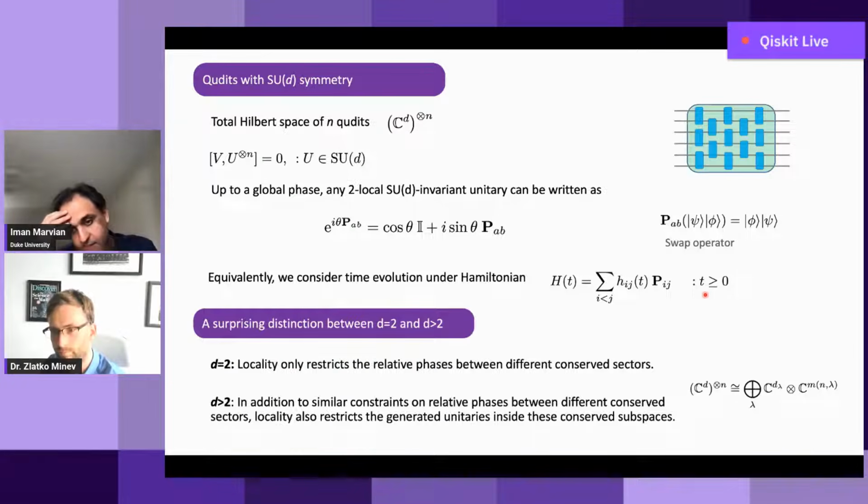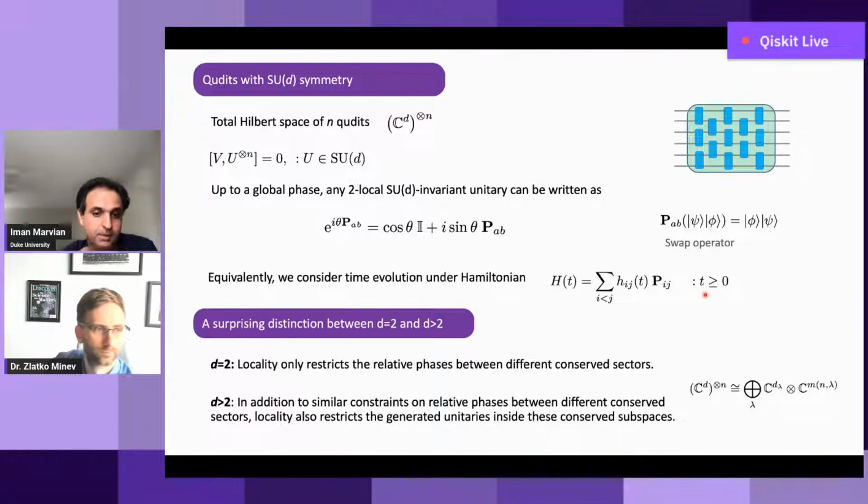And here again, we found something that was surprising to me. It turns out that there is an important distinction between the case of d equal to 2 and d larger than 2. So in the case of d equal to 2, which is the SU(2) symmetry that we discussed before, with qubits, locality only restricts the relative phases between different conserved sectors. Whereas for d larger than 2, in addition to those constraints on the relative phases between different sectors, there are also some restrictions inside each conserved subspace that are imposed by locality of interactions.